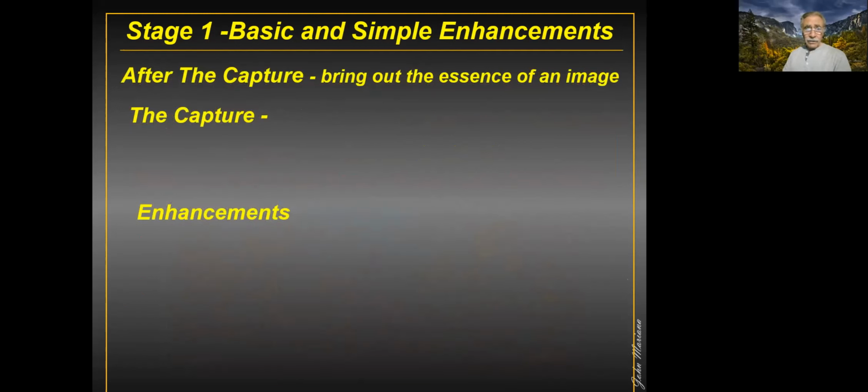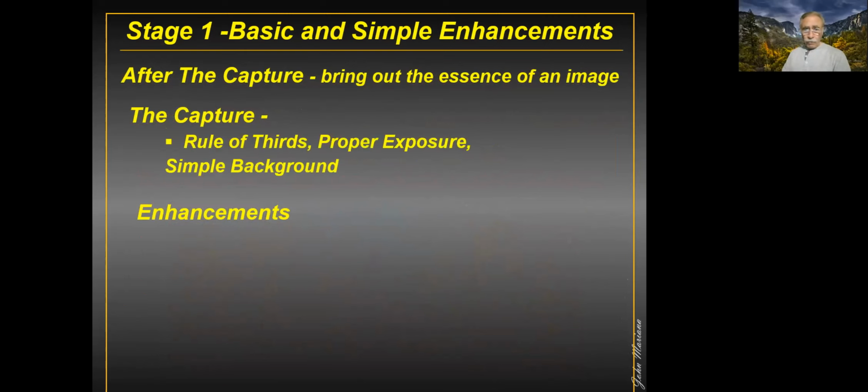After the capture, stage 1, bring out the essence of an image. Rule of thirds, proper exposure, so that the highlights are not blown out. Shadows have some detail. Simple backgrounds. And you may even do some enhancements in stage 1 of just simple cloning, dodge, burn, darkening some areas, lightening some areas, cropping, simple enhancements. And a vignette, even in stage 1, you start to learn to do vignettes.